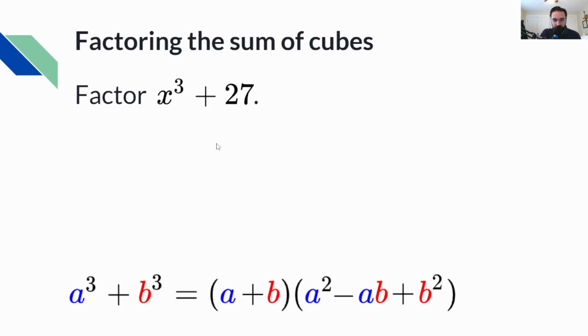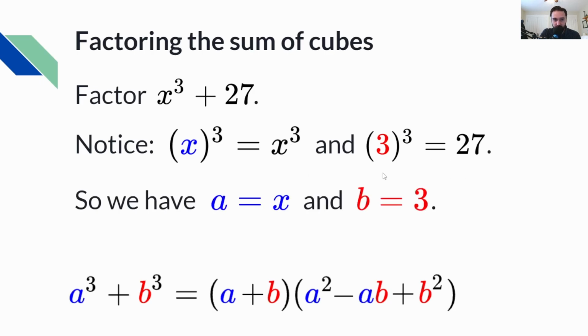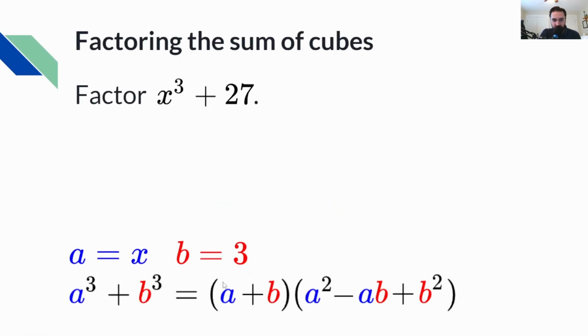x cubed is x cubed, and 3 cubed is 27. So it looks like we found our a and b. A is x in blue, and b is 3 in red. Okay, so we have all the pieces we need to factor this.